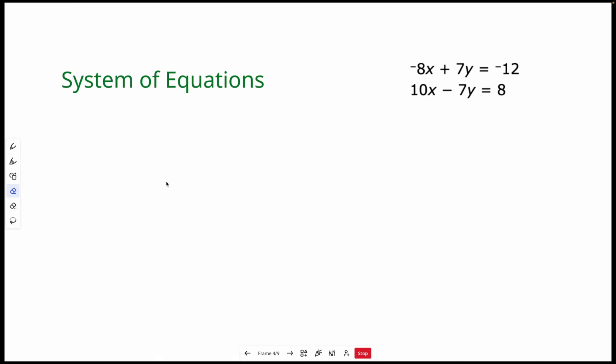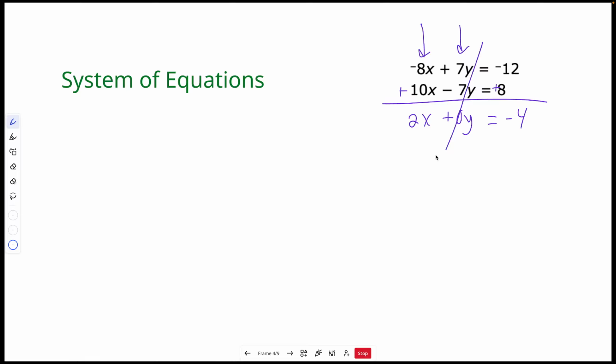The first thing we're going to look at is elimination. It's called elimination because what you do is you add straight down. So negative 8x plus 10x is 2x. Positive 7y plus negative 7y is 0y, and negative 12 plus 8 is negative 4. This is called the elimination method because you'll notice that the y's have eliminated, because 0y is just 0. So now I'm left with 2x equals negative 4. Divide by 2 on both sides, and you get x equals negative 2.